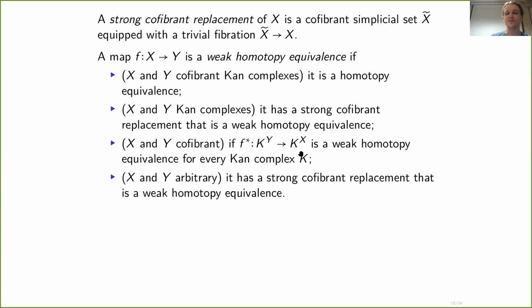And then finally, I'm sort of repeating the second case by saying that for arbitrary X and Y, a map is a weak homotopy equivalence if it has a strong cofibrant replacement that is a weak homotopy equivalence in the sense of the third definition. So there is a successive sequence of 4 definitions that expand it to a wider and wider class of simplicial sets. I don't find this very satisfying, but that's basically the best that I can do.